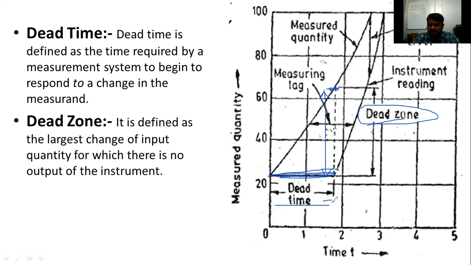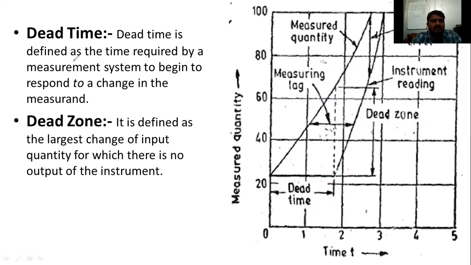The x-axis is time, so that is dead time we are going to consider. The y-axis is the output, and during that dead time, that is called the dead zone. Is it clear? Roll numbers 21, 26, 5, they are joining now. Yes, sir. Is it clear? Any doubts? Okay.